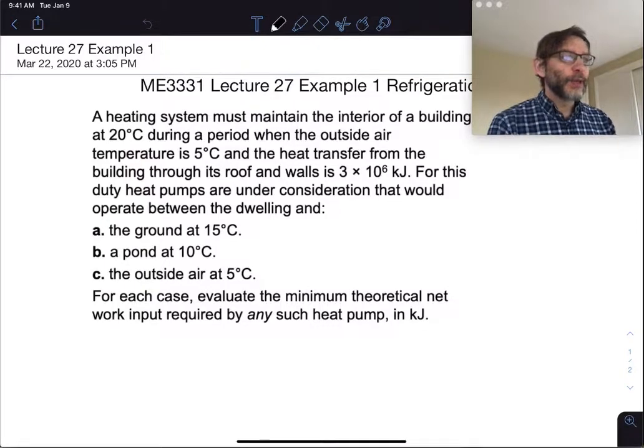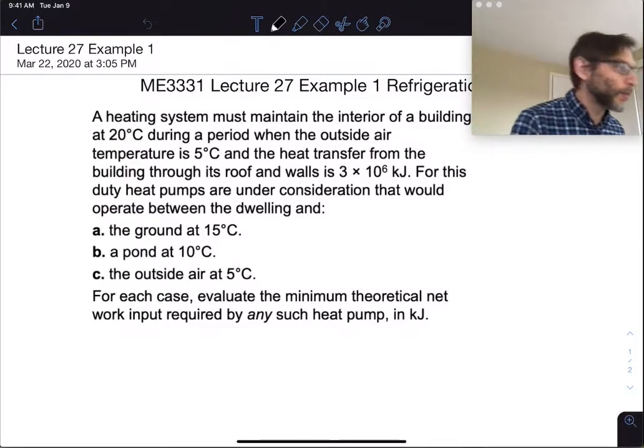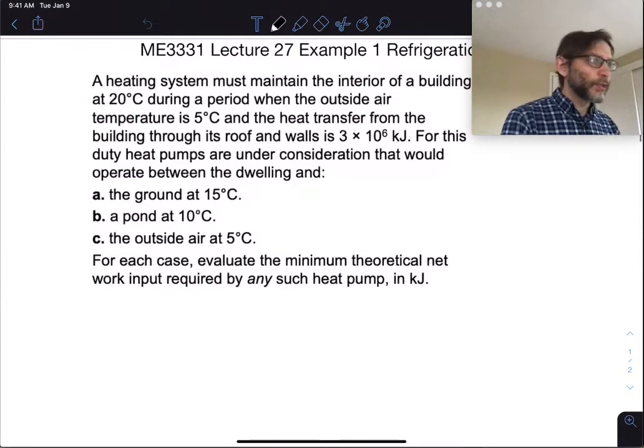For this duty, heat pumps are generally a consideration that would operate between the dwelling and A, the ground, B, a pond at 10 degrees C, and C, the outside air temperature at 5 degrees C. For each case, evaluate the minimum theoretical net work required for any such heat pump in kilojoules. All right, so we're trying to heat the building using these outside temperatures, okay? So let's just do that here.